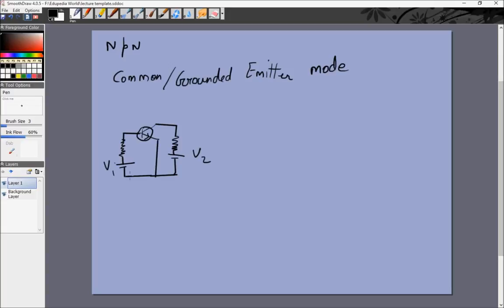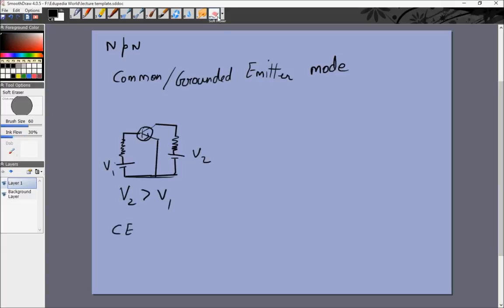So we assume this to be grounded, V equal to 0. This has a potential V1 and this has a potential V2. This is the emitter. For the emitter base junction to be forward biased while the collector base junction is reverse biased, we need to have V2 greater than V1. I'll let you verify that on your own. So this is the common emitter mode.